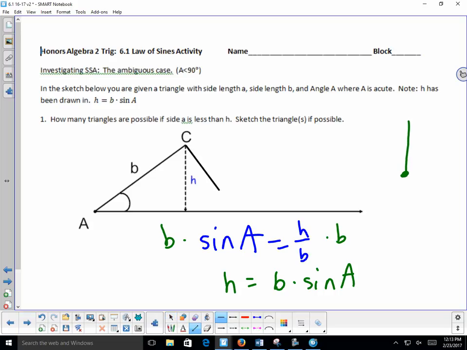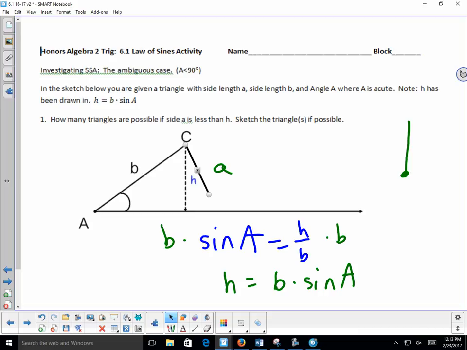All right, so let's say that's side A. But is it long enough to actually reach this side? No. So is there a triangle possible? Can I make a triangle if this little side here, side A, is less than H? No, it's not possible to make a triangle. So if that's the situation, there's going to be no triangle possible. Does that make sense?